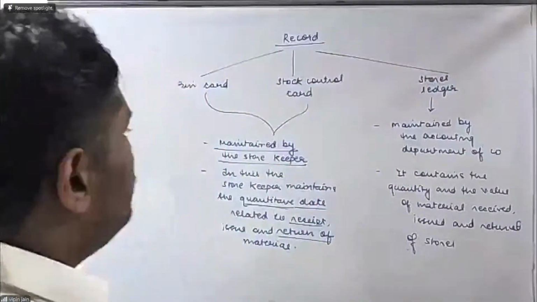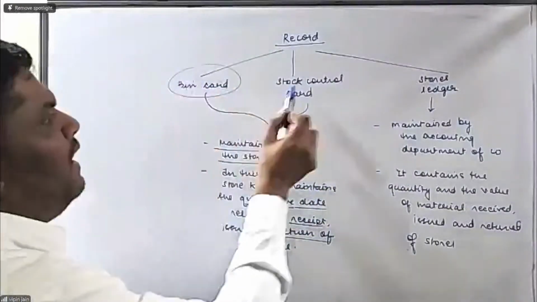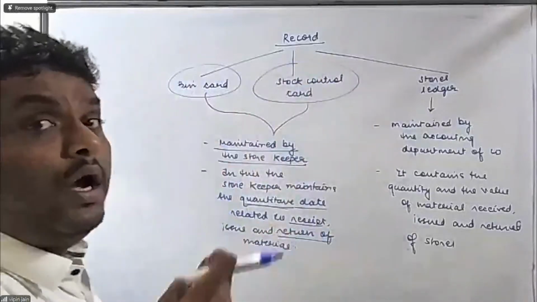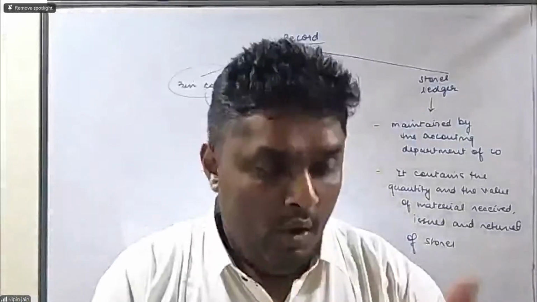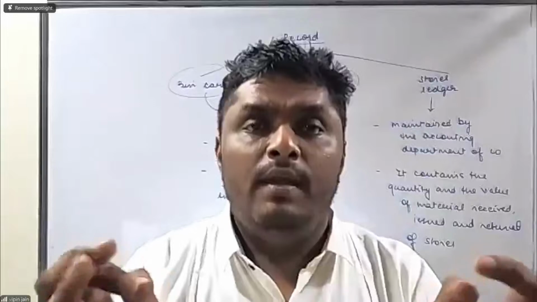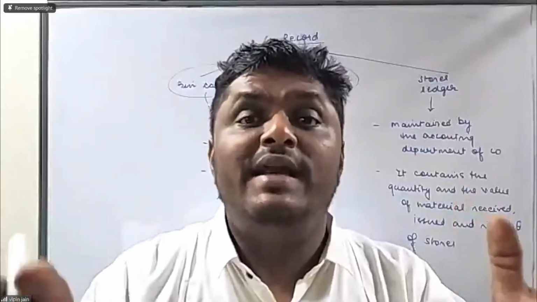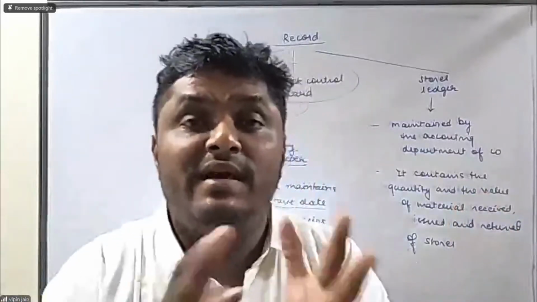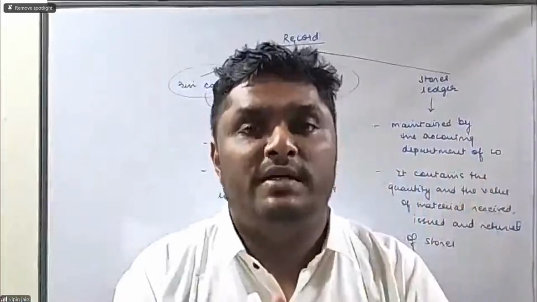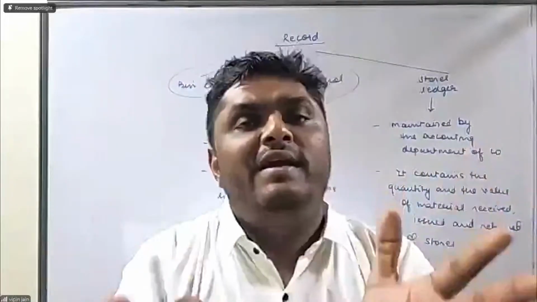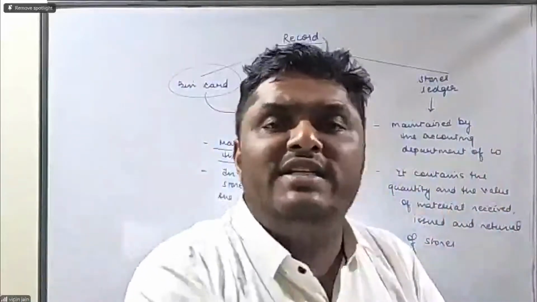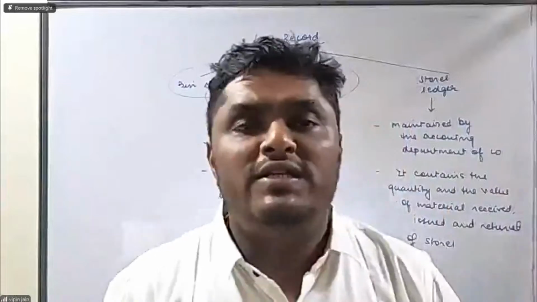Now the point is, what is the difference between the bin card and stock control card? Why do we maintain these two cards? Bin represents a container or a space. And for every container or space, a separate card is maintained. That is what we call a bin card.